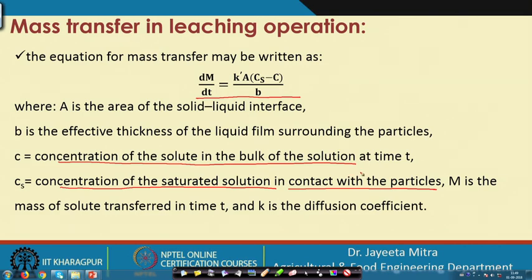So, Cs minus C will work as a driving force. A is the interface area and B is the effective thickness of the liquid film surrounding the particles, m is the mass of the solute transferred in time t, and k dash is the diffusion coefficient. So, considering it as a molecular transfer process, we can have this equation to find the rate of mass transfer.